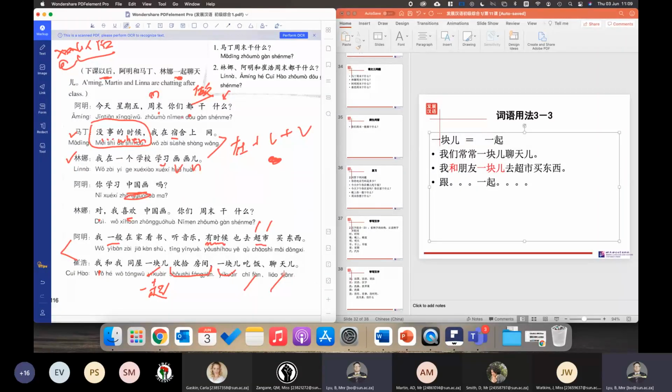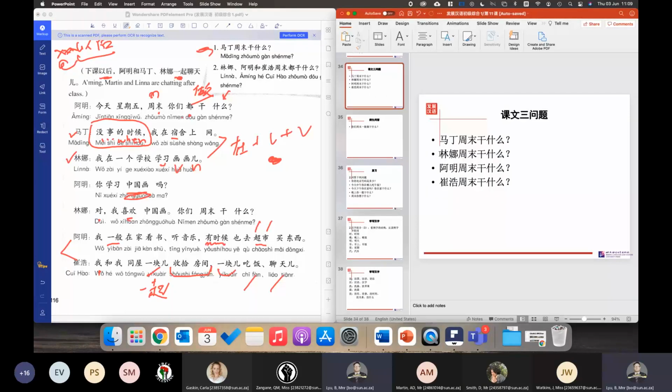It's basically a refreshment of the memory for the vocabulary and grammatical points from text 1 and text 2. Okay. Now let's look at the questions. Question number 1. 马丁周末干什么? What does Martin do on the weekend? And look at the right side of my screen.